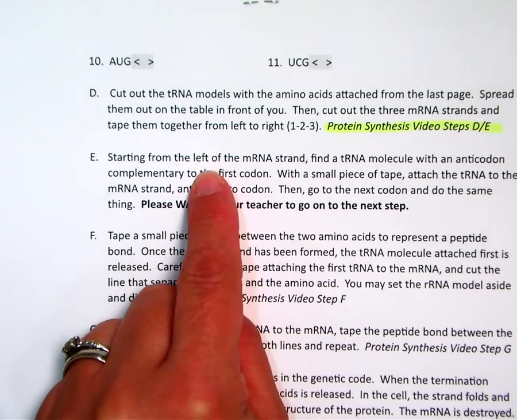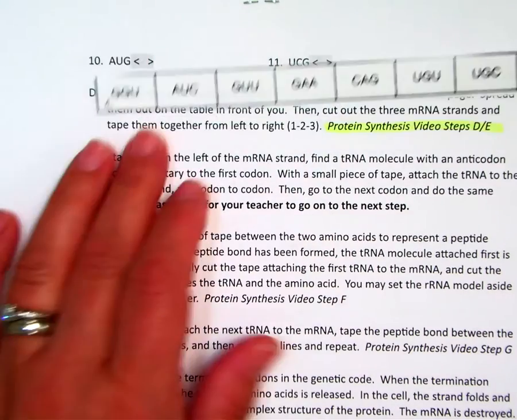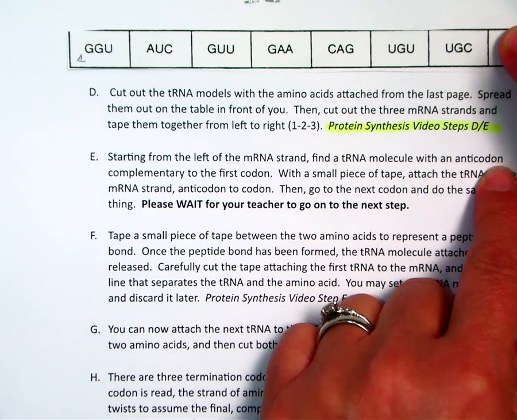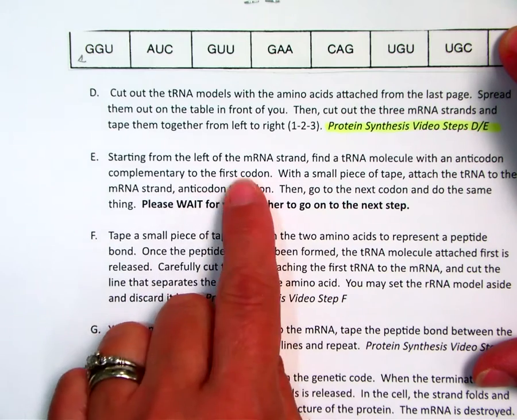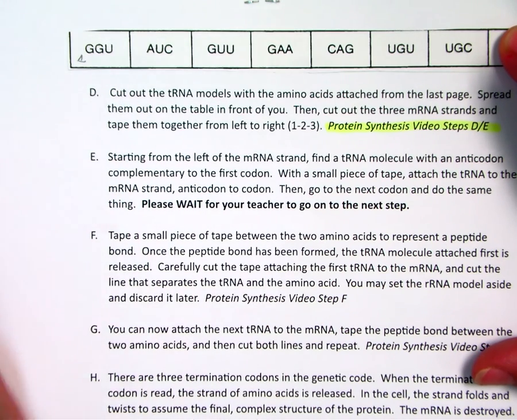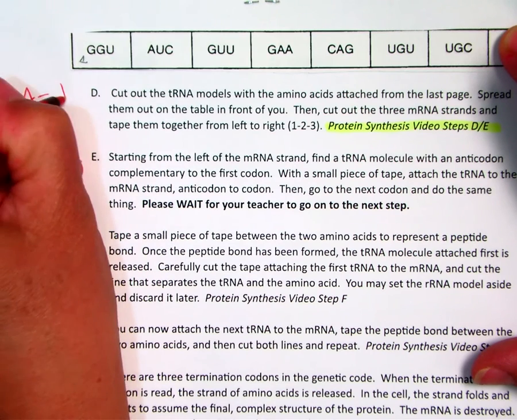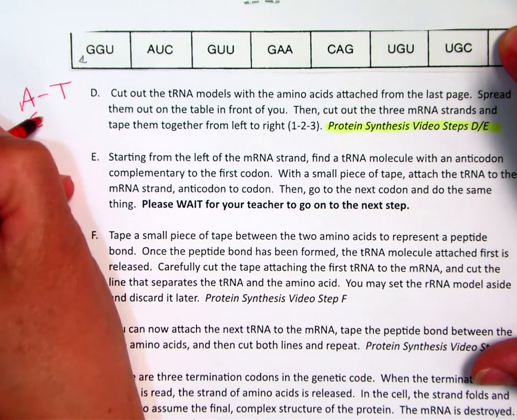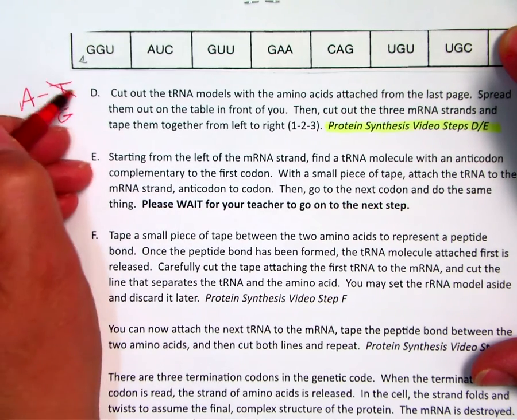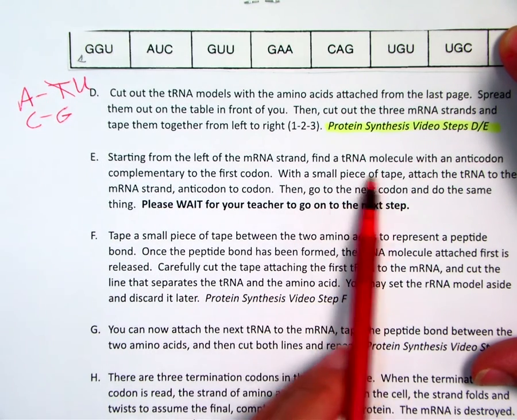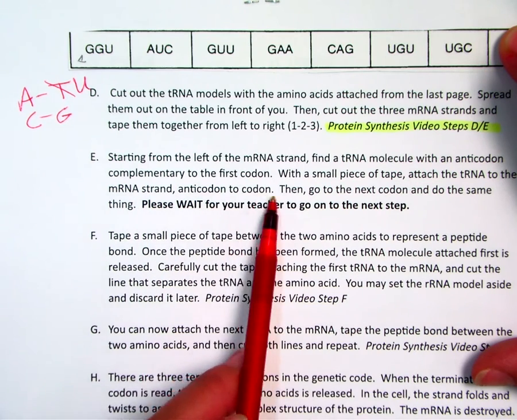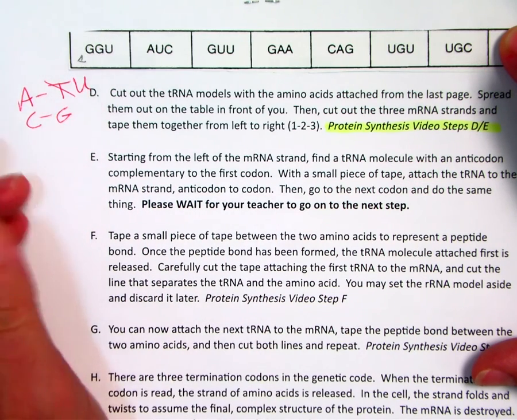Starting from the left of the messenger RNA strand, okay, so there we are left, find a tRNA molecule with an anticodon complementary to the first codon. So here's the first codon, GGU. Now remember what we've been learning from class with the 4 bases. Think of the little word AT. A goes with T, C with G. What is the difference? That's for DNA, but what is the difference with RNA? T becomes a U. So with a small piece of tape, attach the transfer RNA to the messenger RNA strand, anticodon to codon. So we got to find the anticodon that goes with GGU.